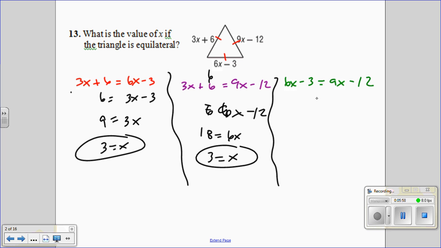Over here on the far right, I would subtract 6x, which would leave me with negative 3 equals 3x minus 12. And then add 12 to both sides, which would give me 9 equals 3x. And then divide both sides by 3, so 3 is equal to x. So again, it only takes 2 on an equilateral situation to prove the point and to solve for x. I just showed you that it doesn't matter which 2 you decide, you'll get the same answer.